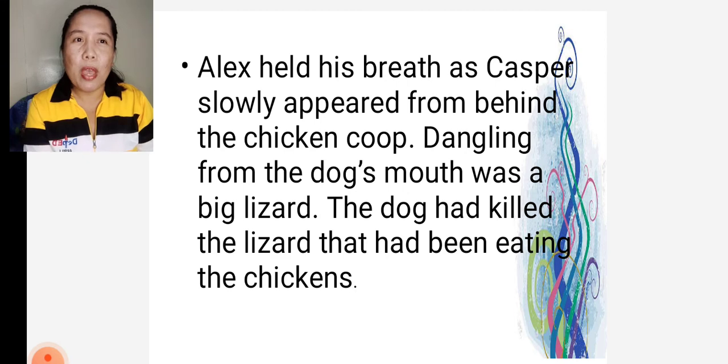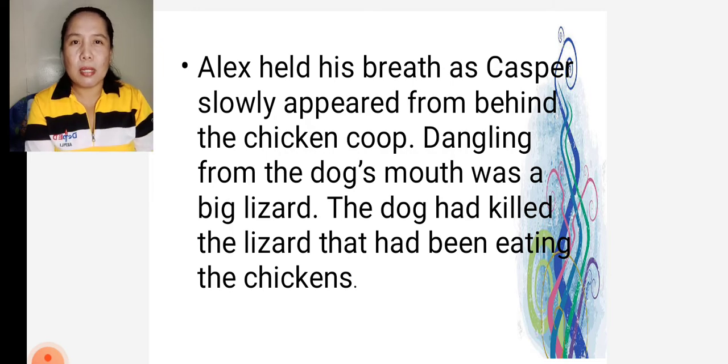Alex held his breath as Casper slowly appeared from behind the chicken coop. Dangling from the dog's mouth was a big lizard. The dog had killed the lizard that had been eating the chickens.